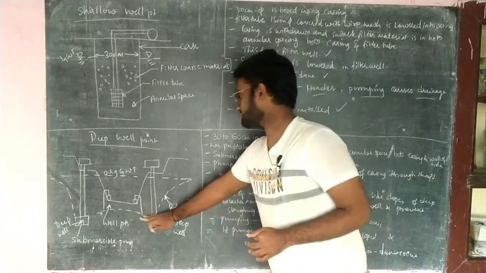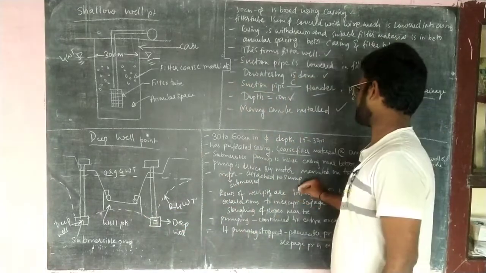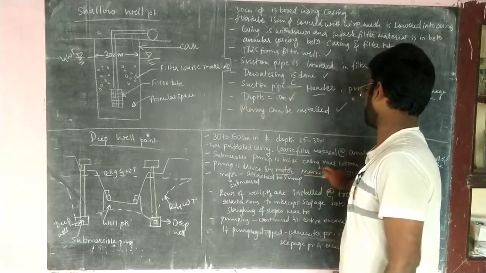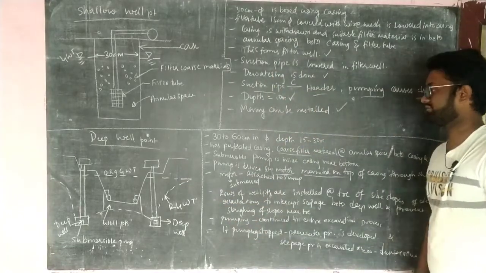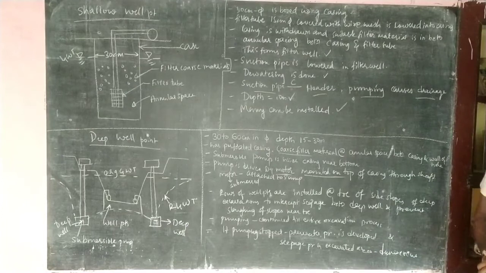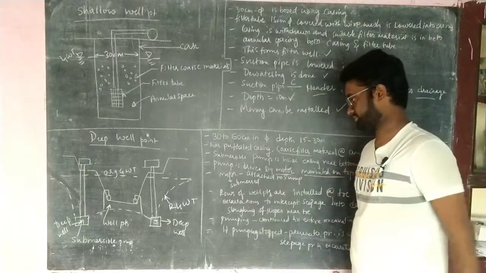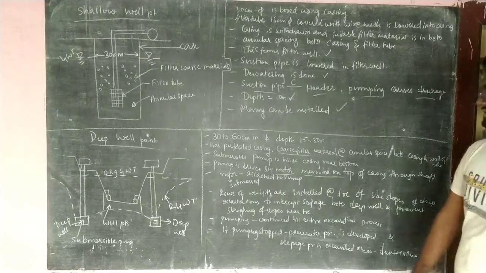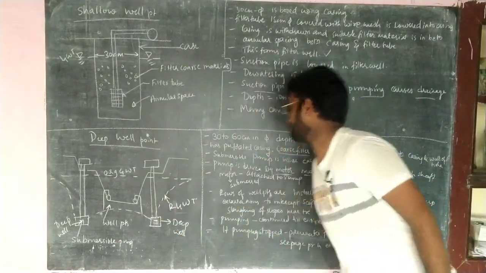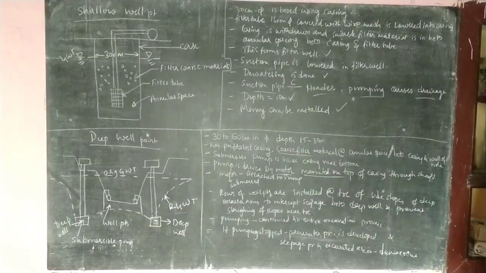Near the bottom there is a submersible pump. The pump is driven by the motor and mounted on the top. The pump is mounted on the top using the casing through different shafts. The motor is initially in the submerged condition. So the rows of the well points are installed at the toe. At the toe itself, the rows of the deep well points are being installed.